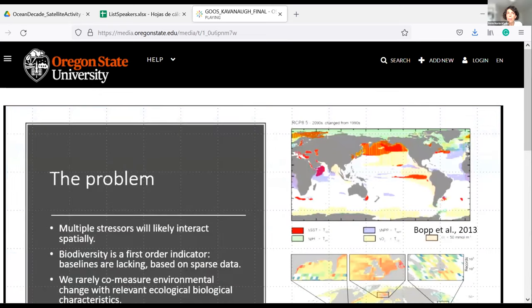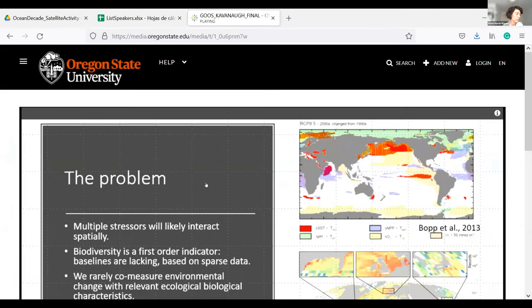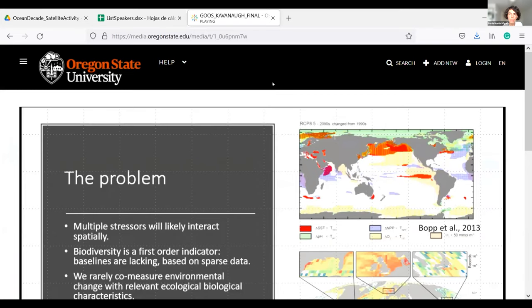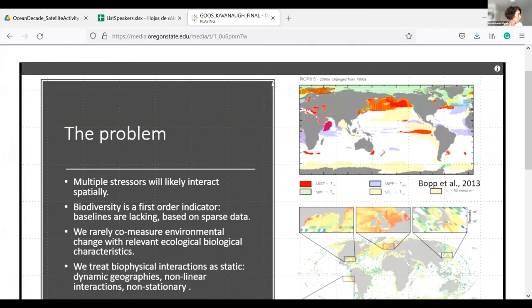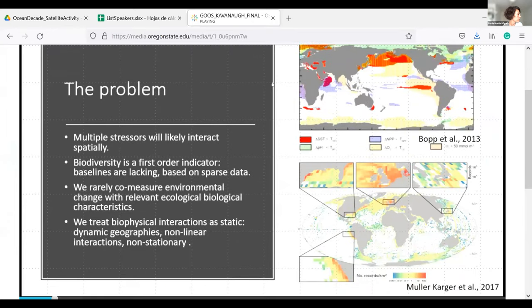Let's start with the problem at the global scale. Modeling studies suggest that marine ecosystems will likely face multiple stressors in the decades to come due to climate change. These stressors are likely going to be patchy but will overlap, so systems will face additive or synergistic pressures. Biodiversity is a first-order indicator of ecosystem responses to those stressors.